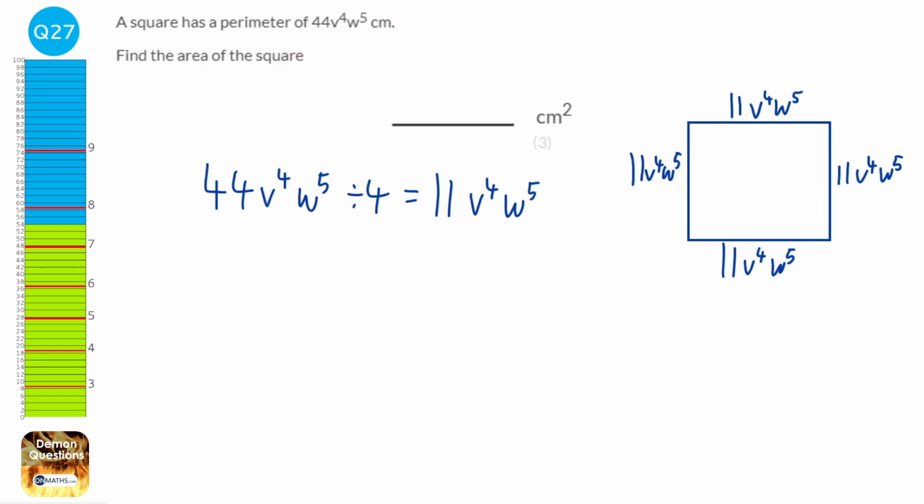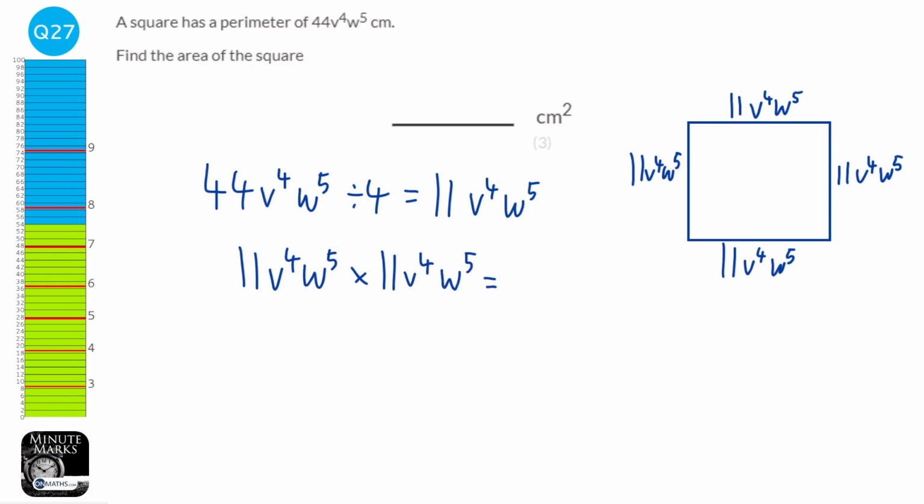And to work out what the area is, we obviously are going to square that. So we're going to do 11 v to the power 4 w to the power 5, and we're going to just times it by itself, which is what squaring means. Okay, so we're going to times the 11s together, so that's going to be 121. Going to times the v to the power 4s together, and remember with indices, if you times two powers of the same base and they're both v, then we just add the powers together, so that'd be 8, and we're going to add the w to the power 5s together, so that makes 10. So it's 121 v to the power of 8 w to the power of 10.